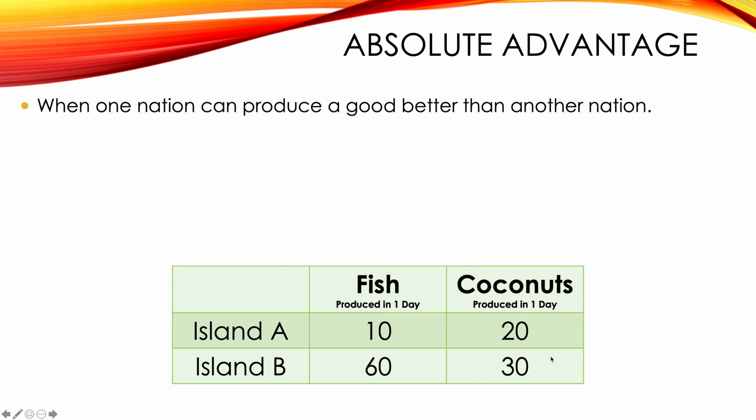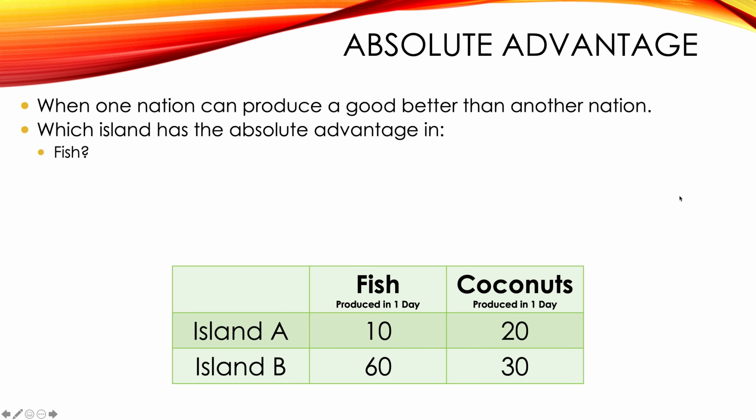So it's all the information we already had from the two previous slides, now just condensed into one nice little table. And here I put produced in one day because, again, we're keeping the resource constant in one day. Usually you won't see that written here. You'll just see fish, coconuts, Island A, Island B. So let's ask ourselves, which island has the absolute advantage in producing fish? Which island's better at producing fish? Well, that would be Island B, right? Because Island B can produce 60 units of fish in one day as compared to Island A, which can only produce 10 units of fish in one day.